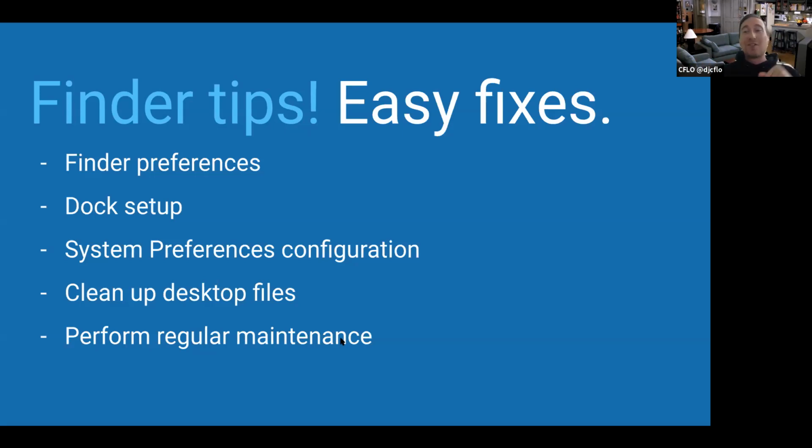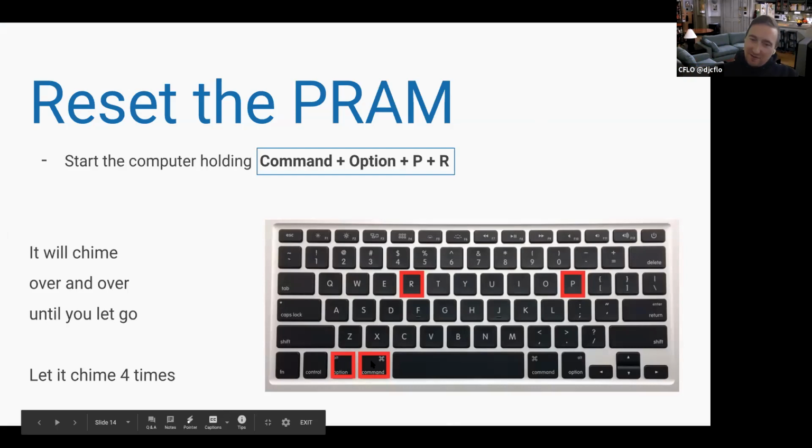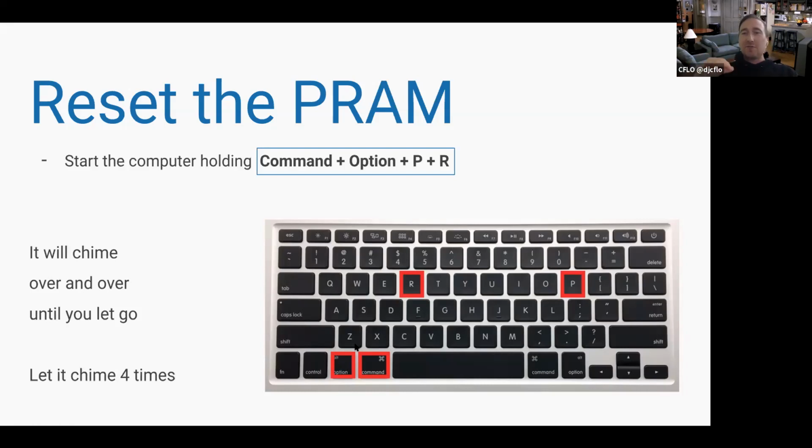because people ask me this all the time, like, what are the easy things to do? The first is resetting the PRAM. And this has been around since like the late 80s on the first Apple computers. You restart your computer holding down Command Option P and R, and specifically the Command Option on the left side of the space bar. As long as you hold these 4 buttons, the computer, when it's starting up, will restart, restart, and restart. It'll just chime, restart, and chime, and restart. You let it do that 4 times, and then you let go.